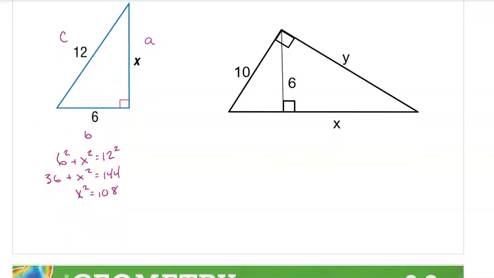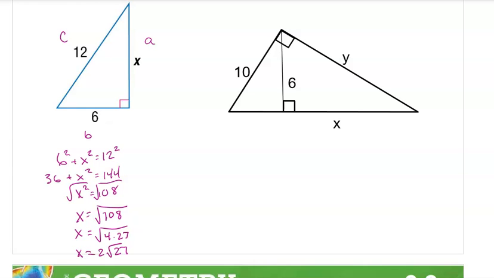But then you have to find the square root of this. So the square root of this side means that we'll get just x. The square root of this side means that we're going to get the square root of 108. But then we're going to simplify this. The square root of 108 is the same thing as the square root of 4 times 27. So x equals 2 square roots of 27 is the length of that side.